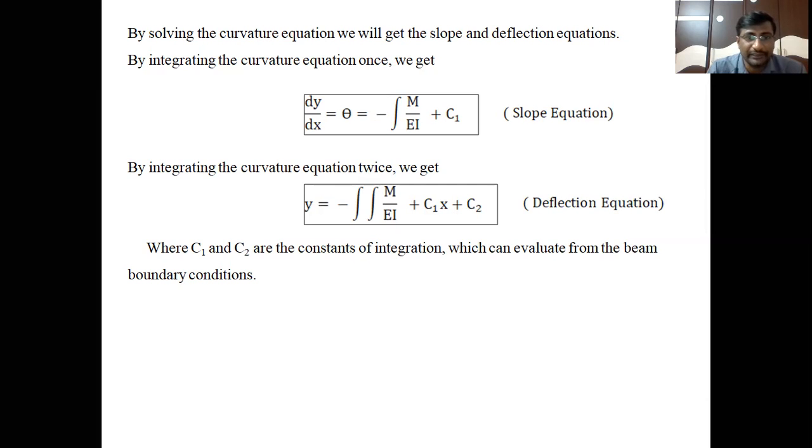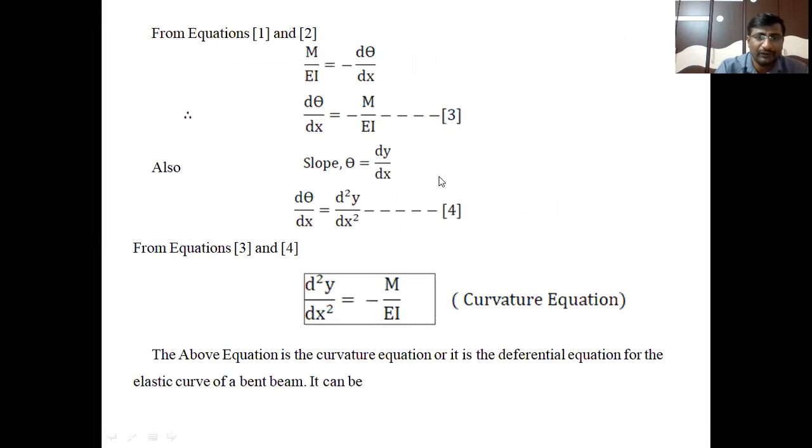These C1, C2 are the integration constants, which can be determined from the beam boundary conditions. How do we find C1 and C2? Based on the boundary conditions of the beam, we find C1 and C2. This is the deflection equation. Y is equal to minus the double integration of M by EI plus C1 x plus C2 is the deflection equation. So upon integration of this curvature equation twice, we can get the deflection equation.